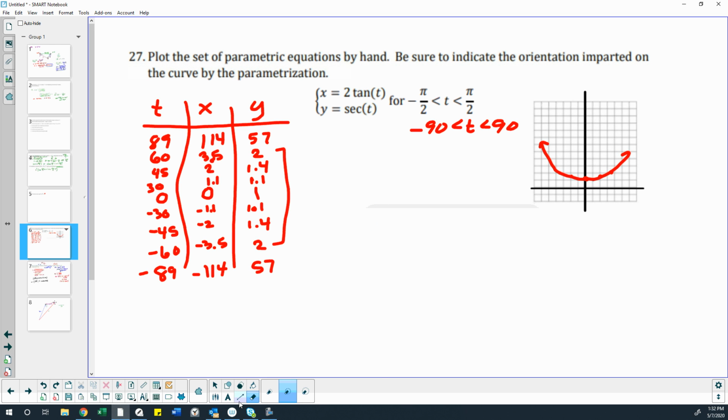Now, how do we show the orientation? That's the other part of this question. If we start from negative numbers and go to positive numbers because we're starting here and ending here, and I kind of did this backwards, then our orientation would have our arrows going from negative to positive, correct?